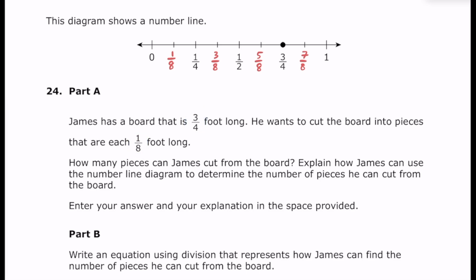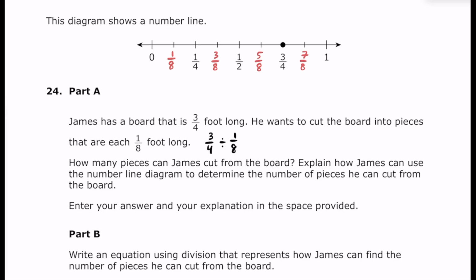So the question really here is how many times does 1/8 fit inside of 3/4? And that problem is going to be 3/4 divided by 1/8. Anytime you're trying to figure out how many times something will fit into something else evenly, or how many times it goes into it, that's a division problem.